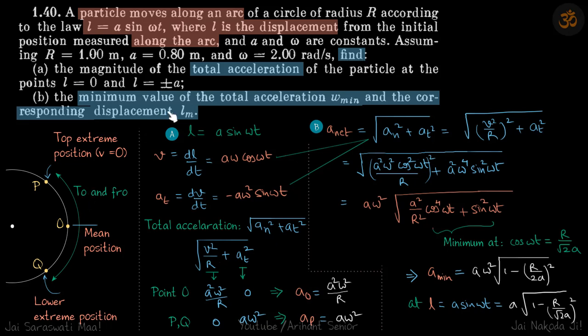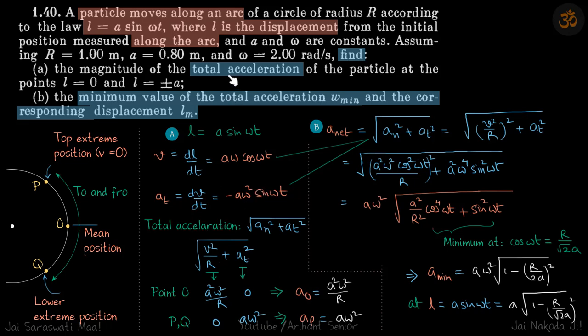So let's see that. From our equation he has given the L. So from L we can find out everything by differentiating. So let's do that. L is equal to A sine omega t. So v is dL by dt is equal to A omega cos omega t. Differentiate it again, and a_t, the tangential acceleration, is minus A omega square sine omega t.